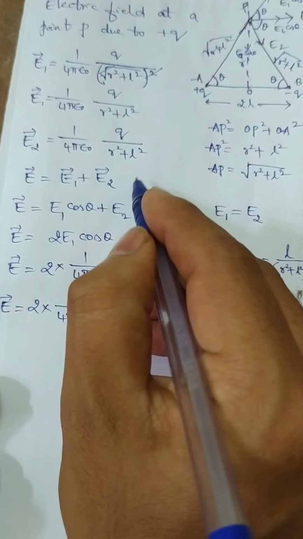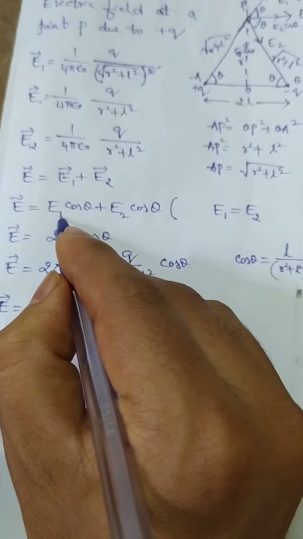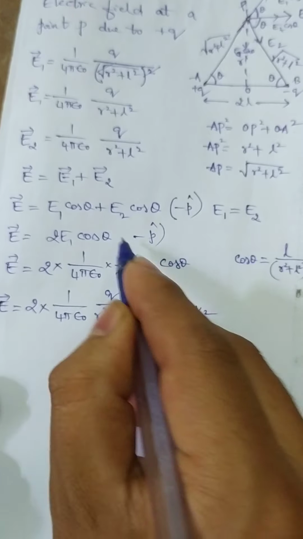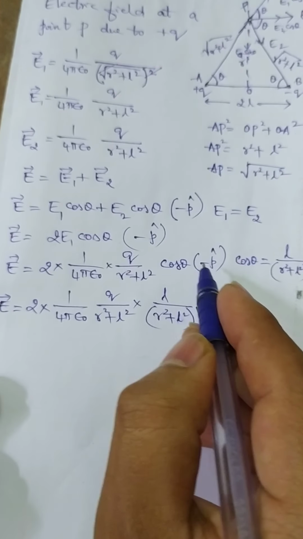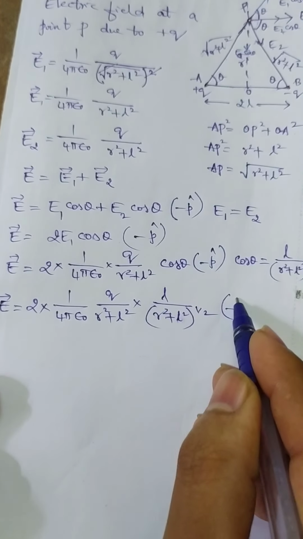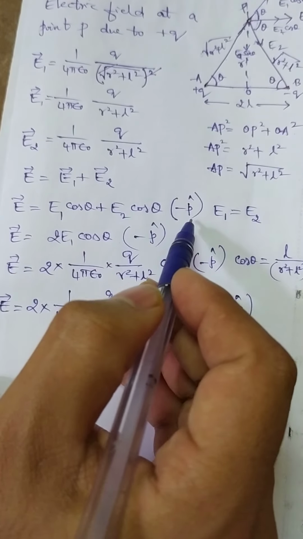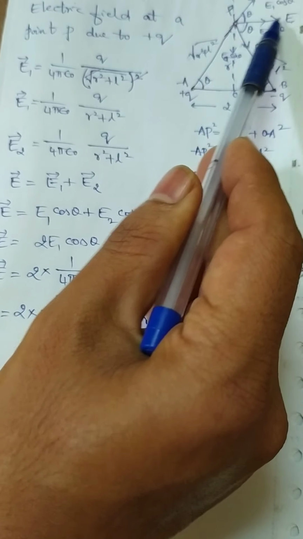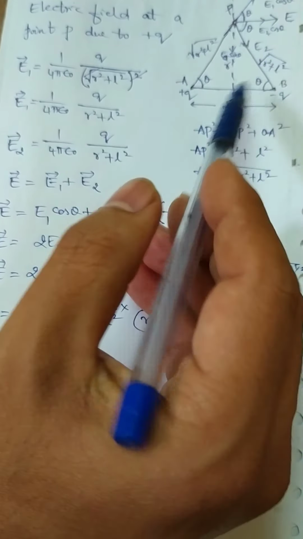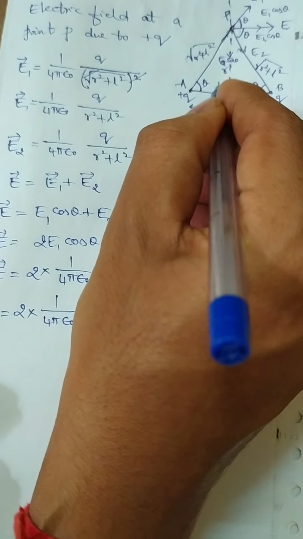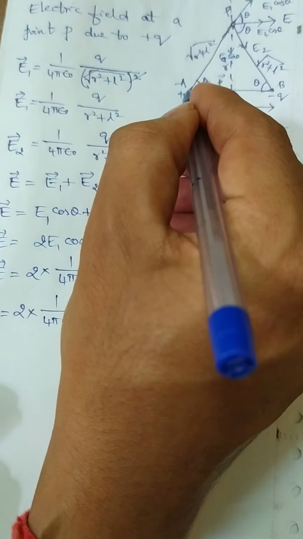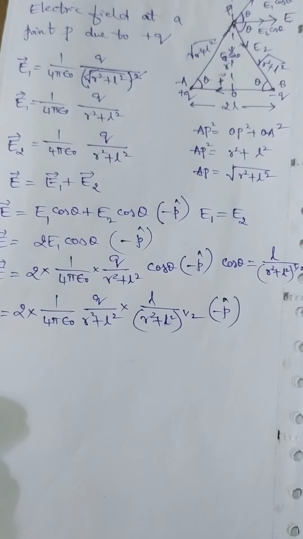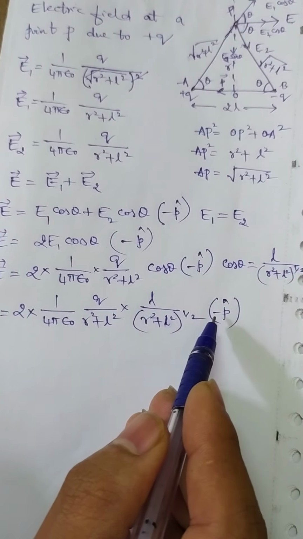One more thing I need to add here. When finding the resultant electric intensity, we have written E1 cos theta plus E2 cos theta. I need to write minus P cap here, and even here it should be minus P cap. Why? When you see the figure, the electric field intensity is directed to the right side, whereas the dipole moment direction is always from the negative charge to the positive charge. So the electric field and dipole moment are opposite to each other, and that is why I have written the negative sign here.